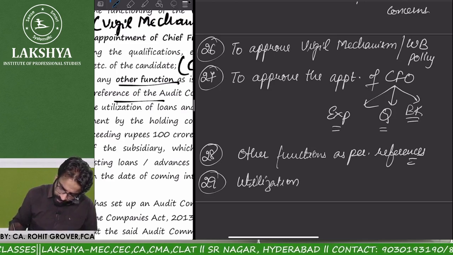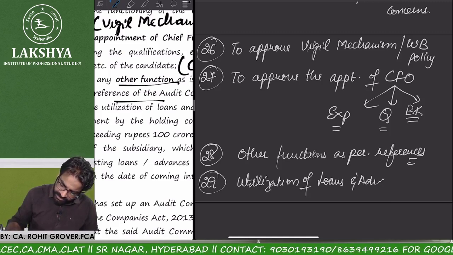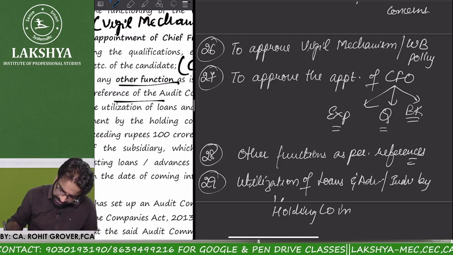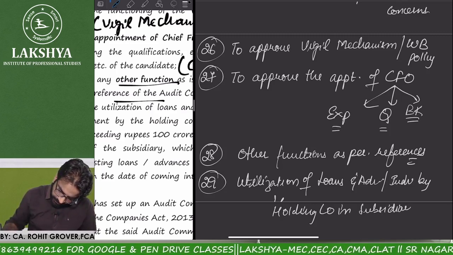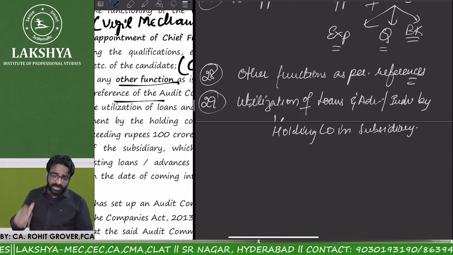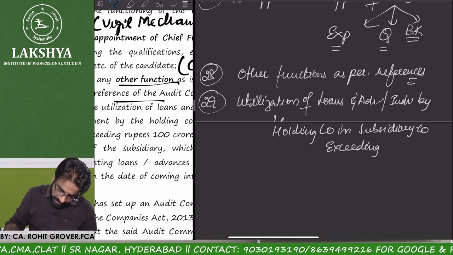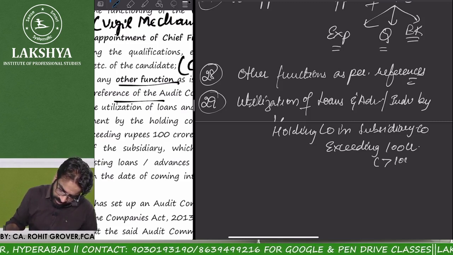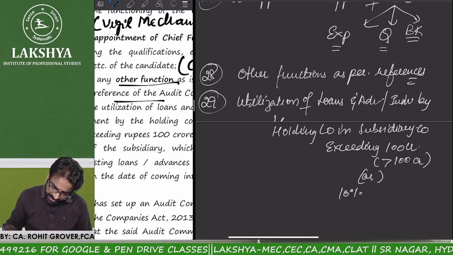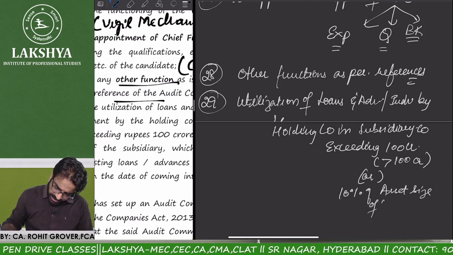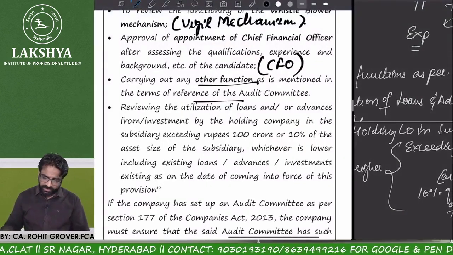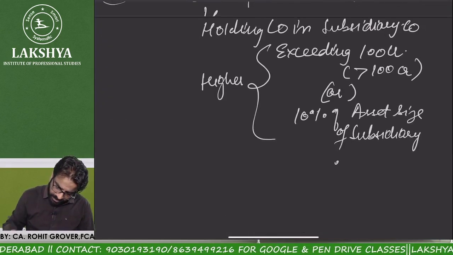utilization of loans and advances or investment by holding company in subsidiary. Utilization of loans and advances made by the holding company. It is to monitor the utilization of loans and advances made by the holding company in its subsidiary company which is exceeding 100 crores, means greater than 100 crores, or 10% of asset size of subsidiary, whichever is higher, oh sorry, whichever is lower.